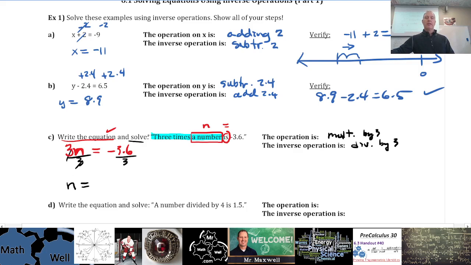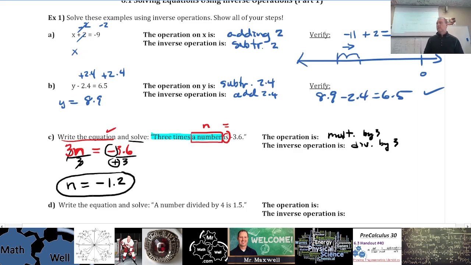Negative 3.6 divided by 3. Think about it, you guys might know what 36 divided by 3 is. It's 12, right? 3 times 12 is 36. So guess what? If we have 1 decimal place over, our answer also has 1 decimal place over. So 3 times 1.2 is 3.6. We're going to have a negative because we have a negative divided by a positive number. So that's negative 1.2. And then, of course, you can check that on your calculator if you want. 3 times negative 1.2 should equal negative 3.6. We're good.